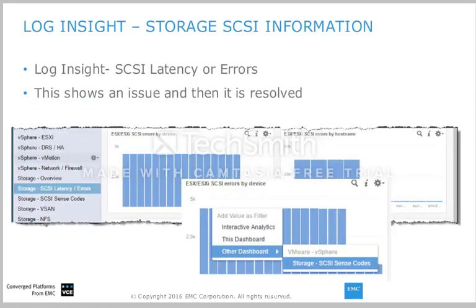vRealize Log Insight can show data for many different scenarios. Here we are looking at the storage, SCSI, latency, errors screen. You can see that there was an issue and then it was resolved, as no more blue bars are seen after a certain point. The first graph is errors by device and the second is errors by hostname.